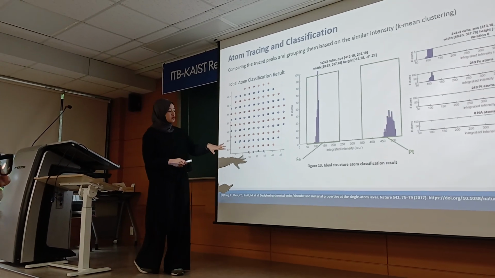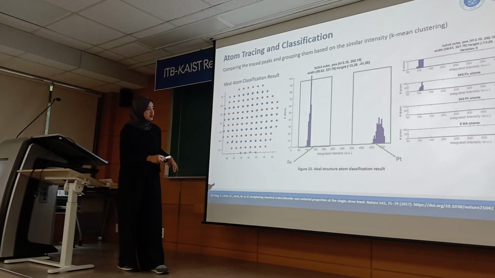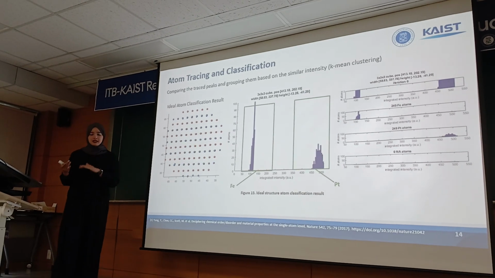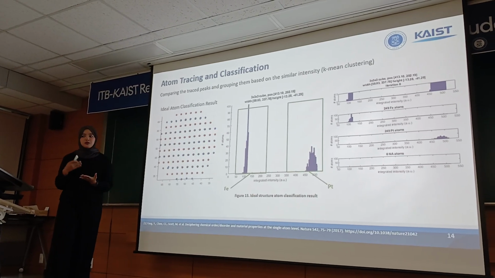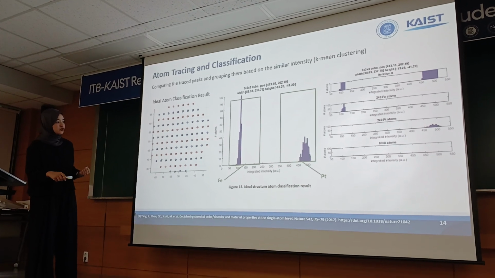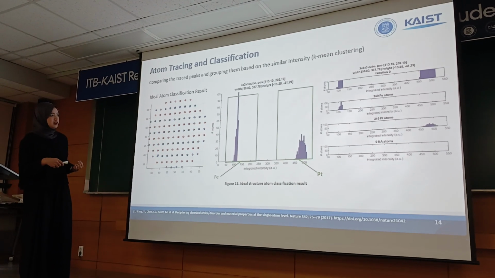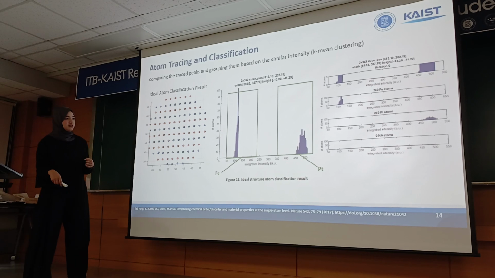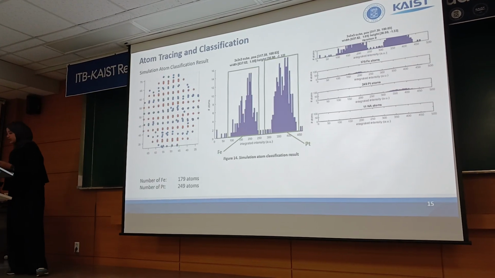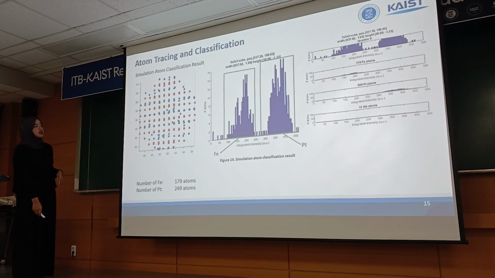We are going to group the intensity. Pt has a larger Z than Fe, hence the intensity will be larger. We can see this larger intensity is the Pt group, and this is the Fe group, as we can also see in the right picture. And this is the simulation atom classification result.